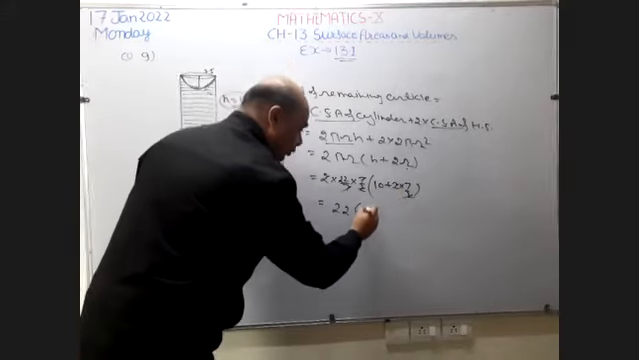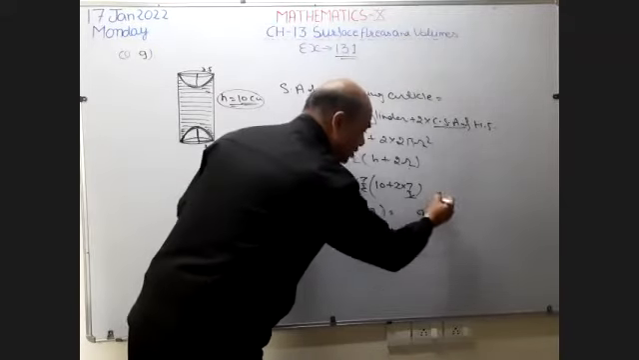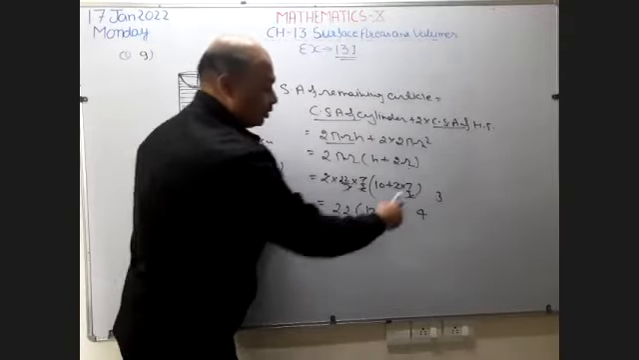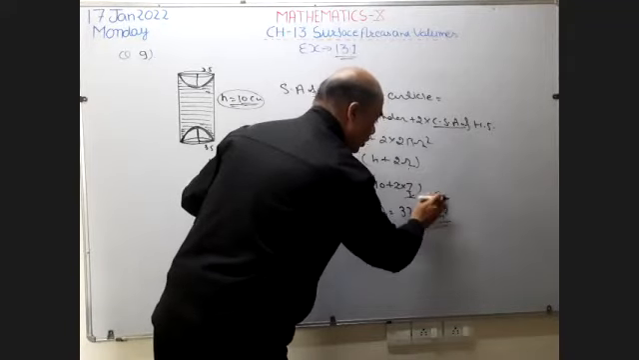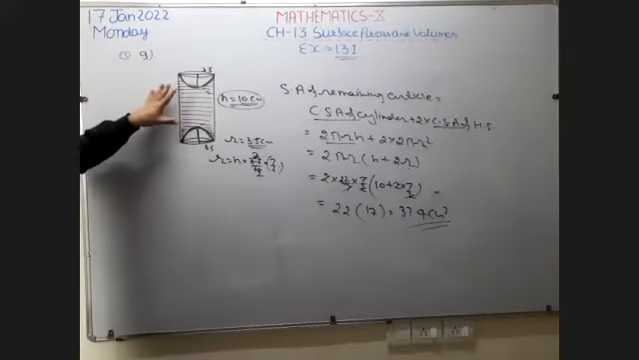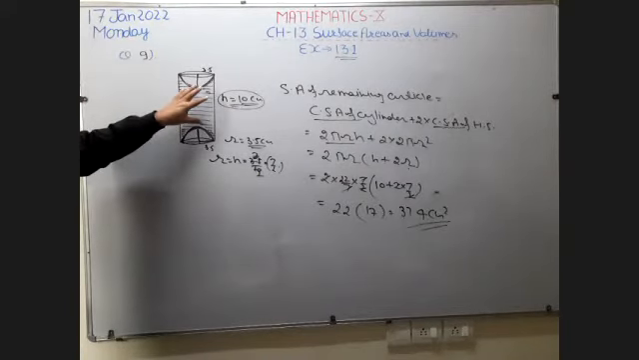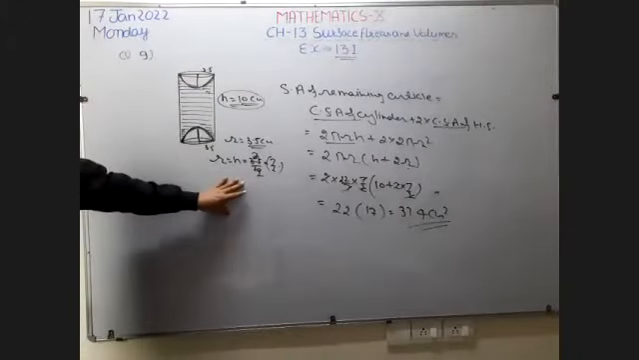So 10 plus 7 is going to be 17. Now 17 to the 34. 3 is left. 17 to the 34. 34 plus 3. So this will be the answer. So your answer of this question is 374 centimeters square. So surface area of the remaining article is 374 centimeters square. I hope it is clear now.